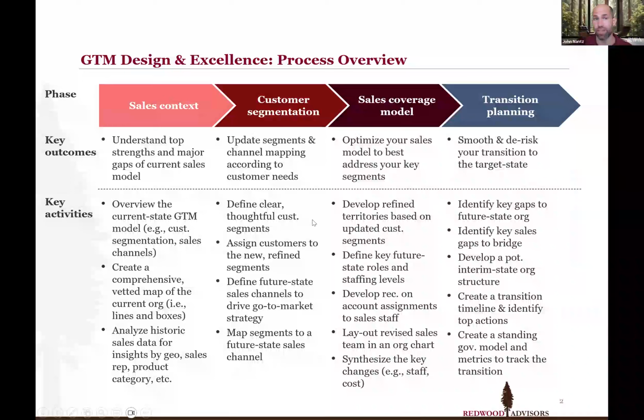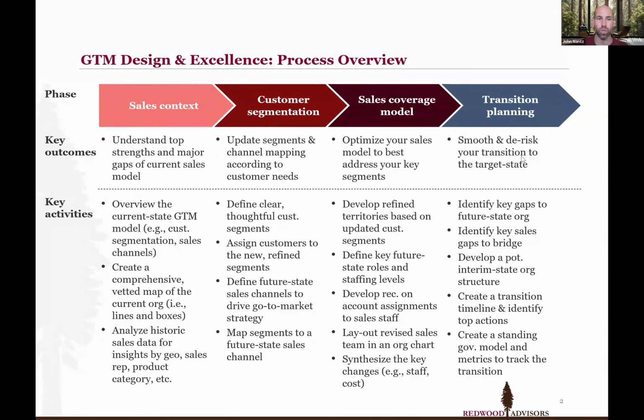So let's start with, how do you do this? What are the phases that come into this? This is one thing that we really feel strongly about. A lot of times people do this at the margins, in an ad hoc or unstructured way. We think if you really want to do this well, you want to have a structured, clear process. The phases that we like to talk about are what we call sales context, customer segmentation, sales coverage model, and then transition planning. I'll quickly walk through each of these.